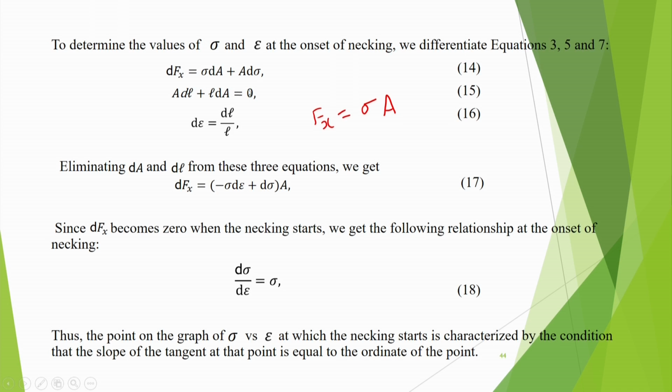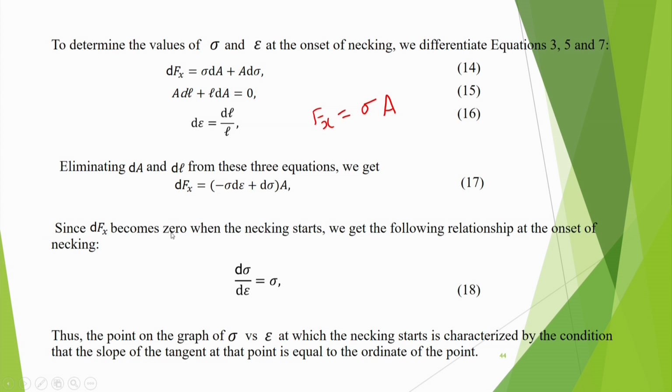Now you know that you also have another equation, AL is equal to constant. So, that means you can do d(AL) equal to 0, and this gives you A times dL plus L times dA equal to 0. But true strain, infinitesimal or incremental true strain, is defined as d epsilon equal to dL by L. Now, if you eliminate dA and dL from these 3 equations, we get basically this type of equation, dFx is equal to minus sigma dEpsilon plus d sigma into A. You are observing this equation.